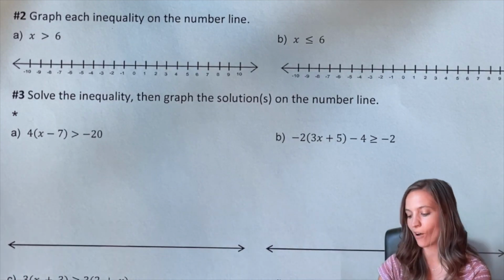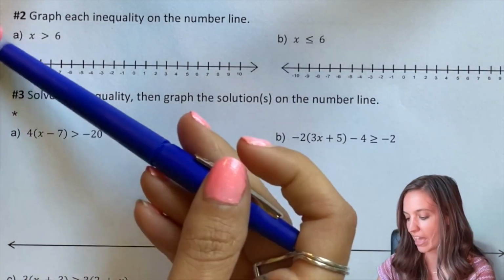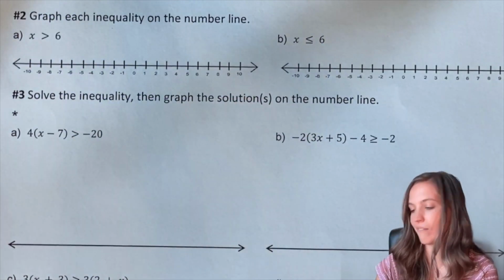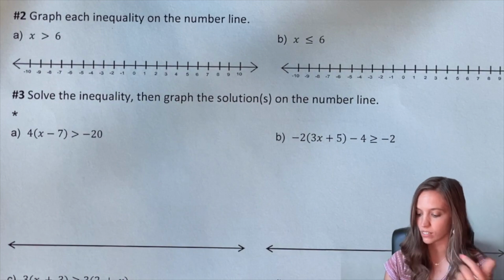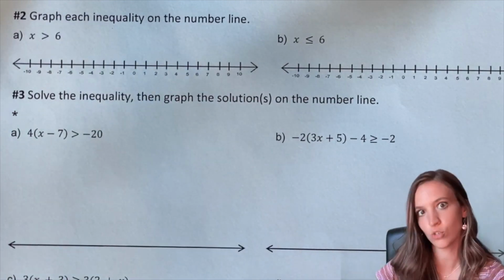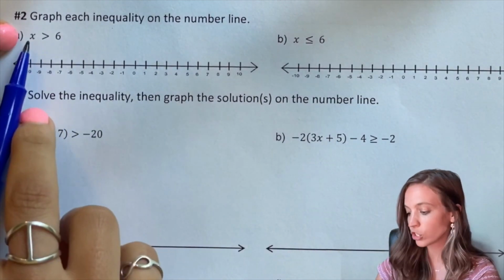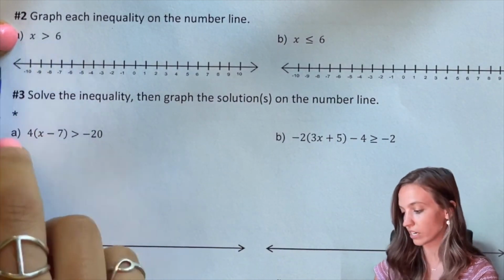Graph each inequality on the number line. Okay, so here we have A is x is greater than 6 because greater than points to the right. And then for B, we have x is less than or equal to 6 because less than points to the left. So if I want to graph this solution set, I already have these nice number lines sitting here for me. So I want to show that x is greater than 6 on this number line.